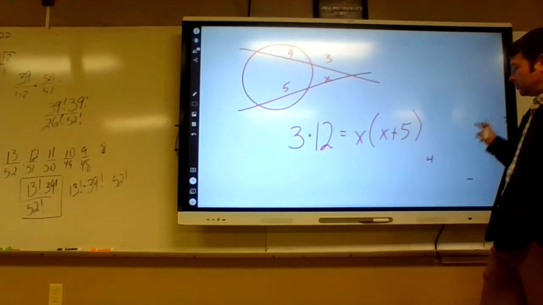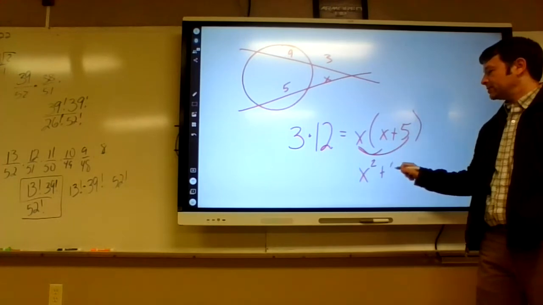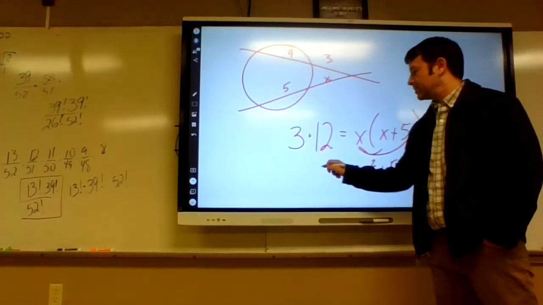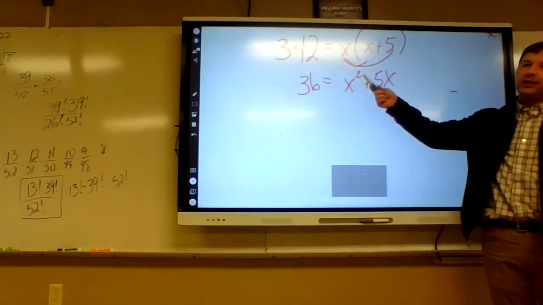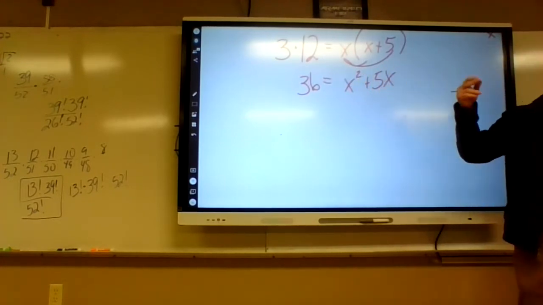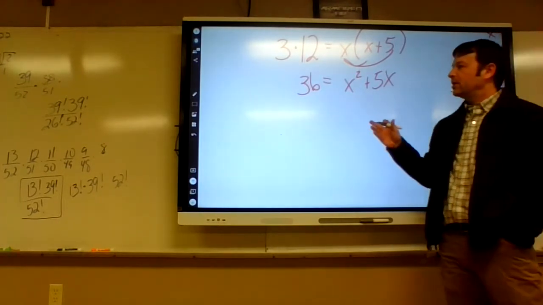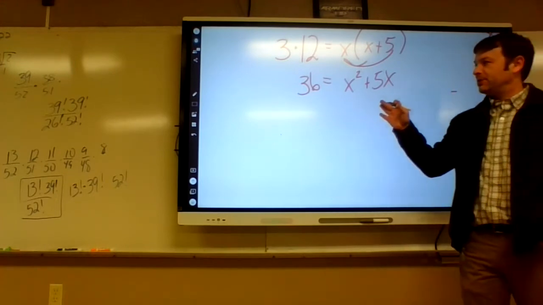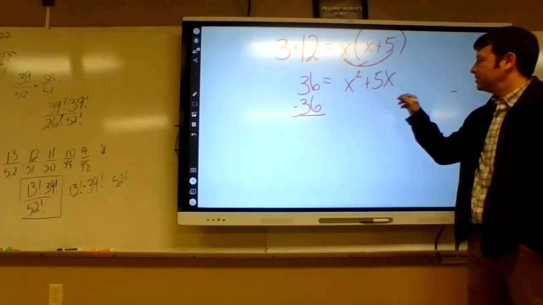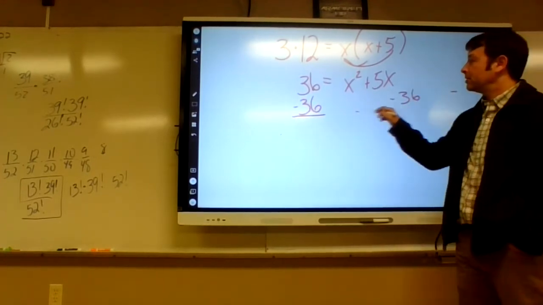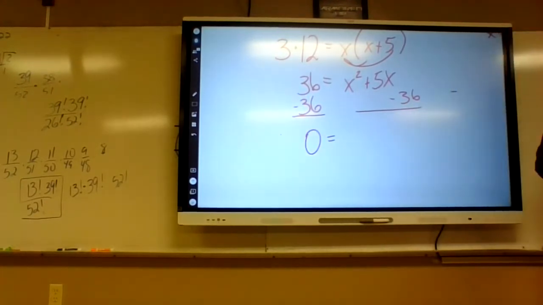So it'd be x squared plus 5x equals 36. Do you guys remember how we solve a quadratic, an x squared equation? We're trying to make 0 on one side. You want to get rid of everything on one side and put it on the other. So I'm going to subtract 36 away. We did this in Algebra 1, probably about 11 months ago.